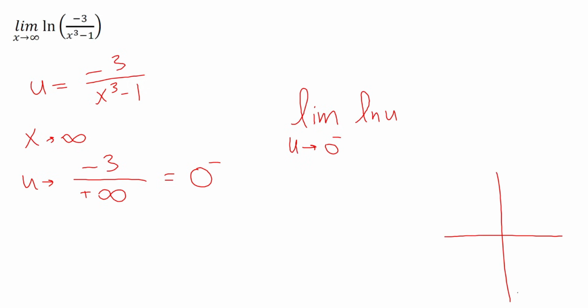Well, the natural log function looks like this. We can't approach 0 from the left-hand side. There are no values to the left of 0. So we will say this limit does not exist.